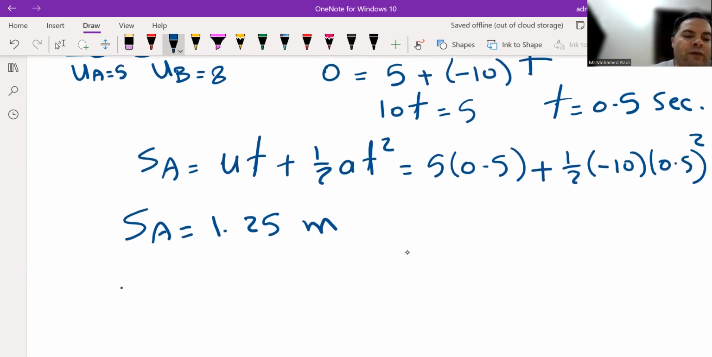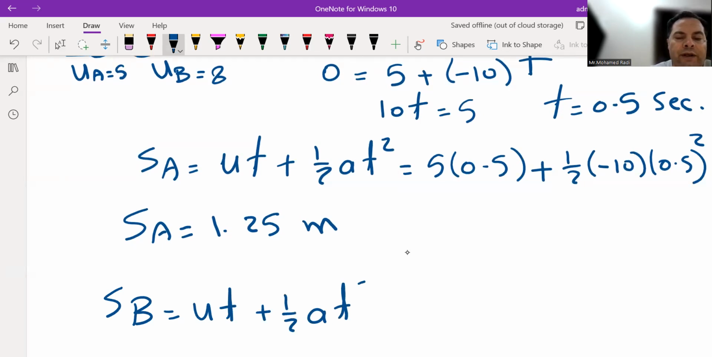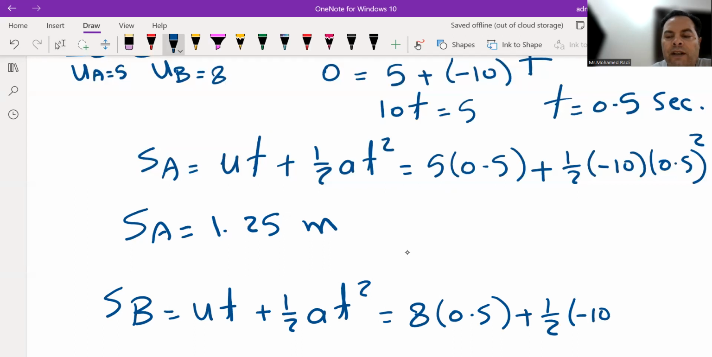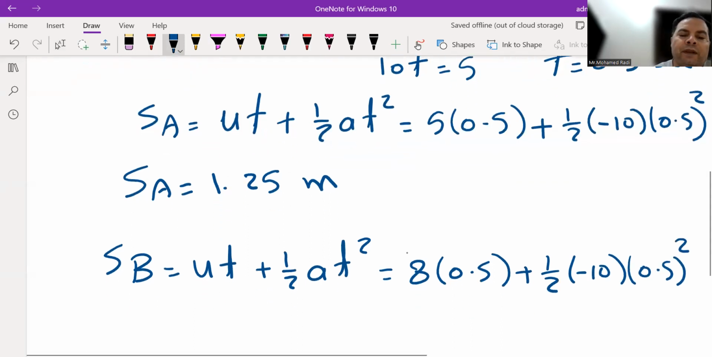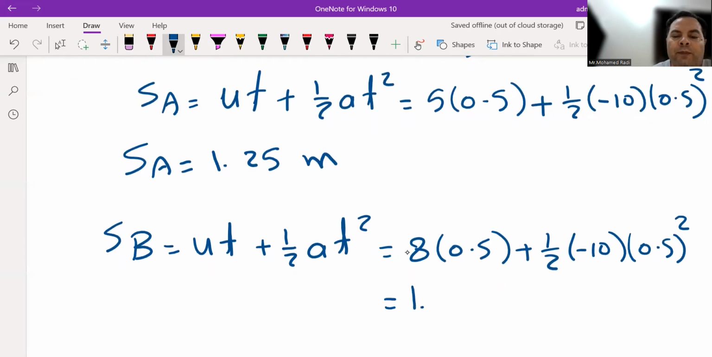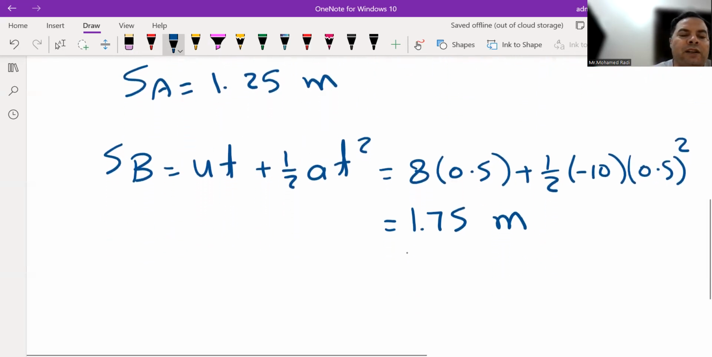In the same way, we'll find SB, which is equal to ut plus half of at squared. The initial velocity is 8 multiplied by time, which is 0.5, plus half of acceleration -10 times 0.5 squared. So the answer will be 1.75 meters.